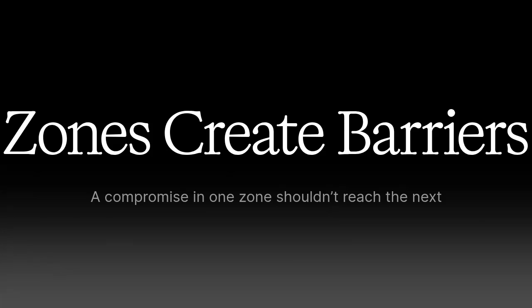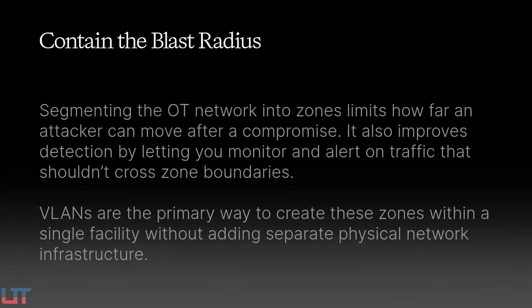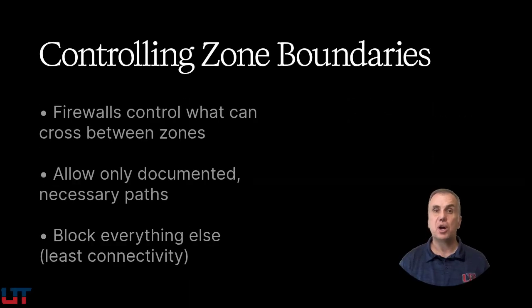So, what is our solution? Well, once you have zones, an attacker who compromises one device in one zone hits a barrier before reaching devices in another zone. The blast radius of a breach is contained to the zone where it occurred, or at least significantly limited. Detection becomes easier because you can monitor zone boundaries and alert on traffic that shouldn't be crossing them. VLANs are the primary tool for creating those zones in a single facility without purchasing separate physical infrastructure for each zone. Firewalls are the tool for controlling what's allowed to cross zone boundaries.